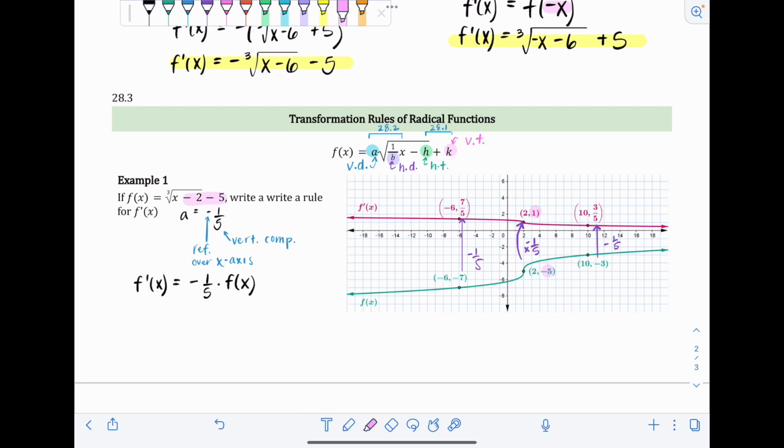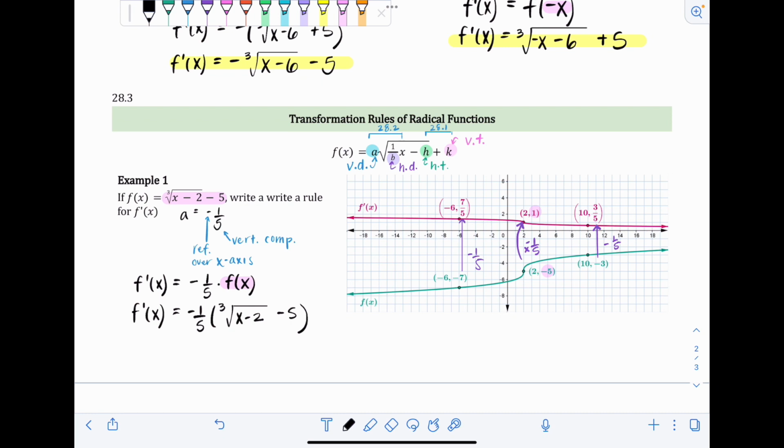Now I can just take f of x, which is the cubed root of x minus 2 minus 5, and put that in here. So f prime of x is equal to -1/5, and because f of x has the -5 outside of the radical, I do need to use parentheses again. So the cubed root of x minus 2, and then -5 outside the parentheses. So f prime of x is equal to -1/5 times the cubed root of x minus 2 minus 5.